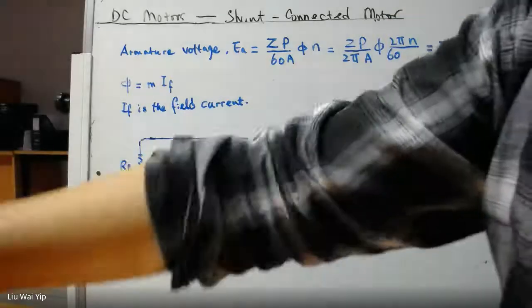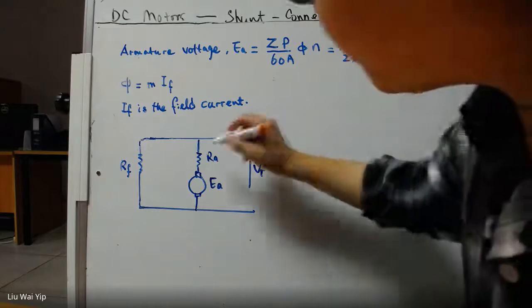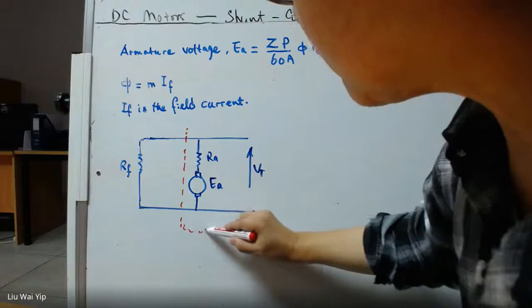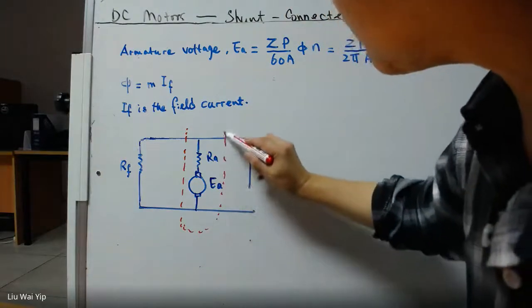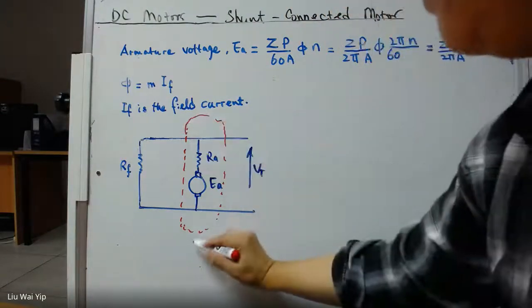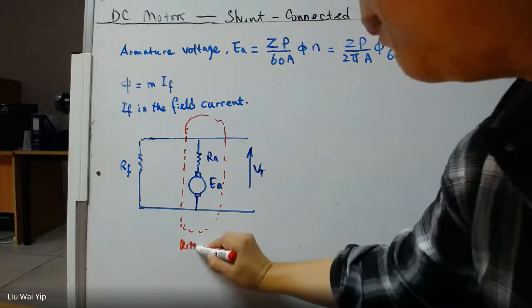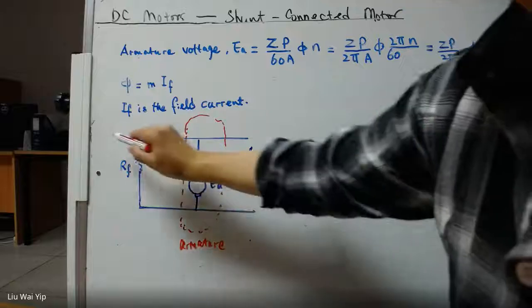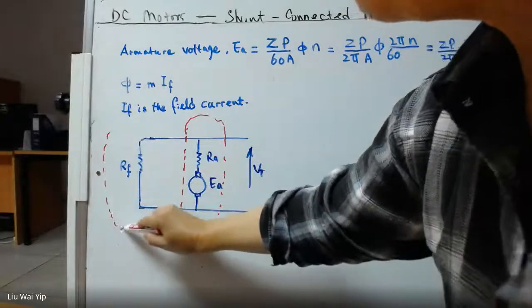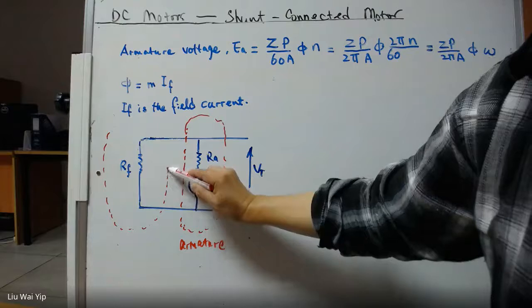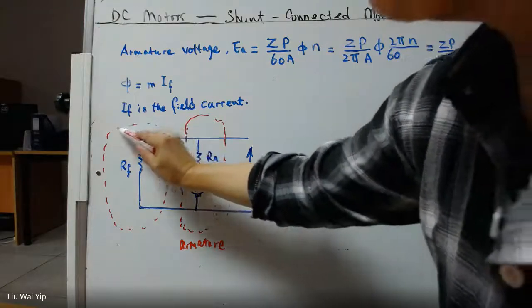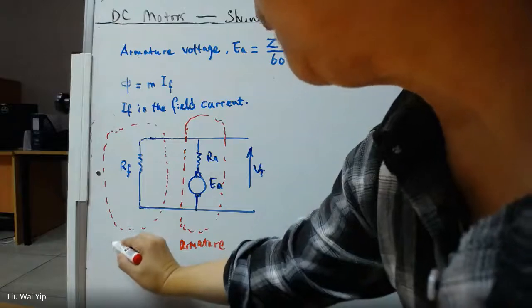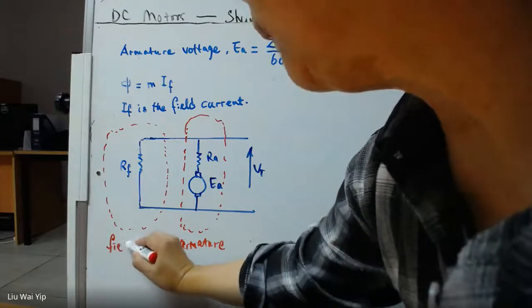And this is the armature, and this is the field. So I better highlight it. So this is the armature, and this is the field winding.